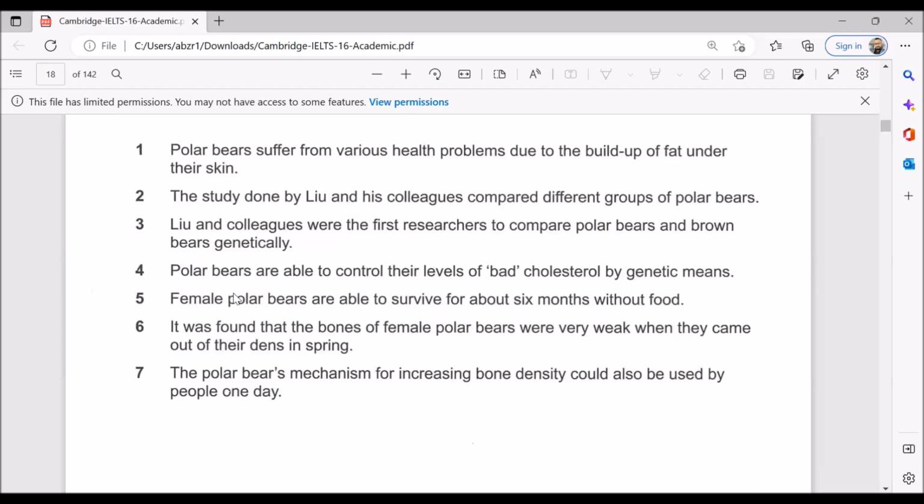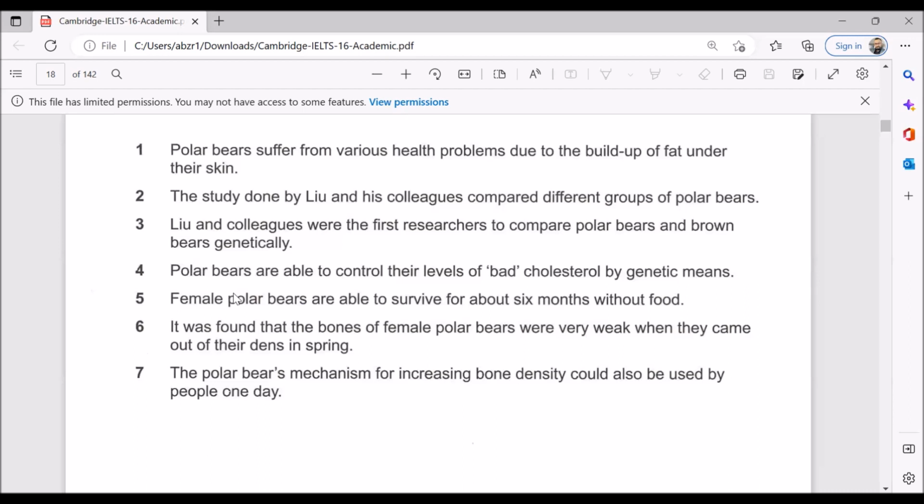If we find even one of these keywords in the paragraph, we can locate the information. Now, female polar bear, even the female itself is a keyword. Female polar bears are able to survive for about 6 months without food. Six months without food, survive, female polar bear, these are the keywords. It was found that the bones of female polar bears were very weak when they come out of their dens in spring. Bones, very weak, came out of dens in spring, keywords.